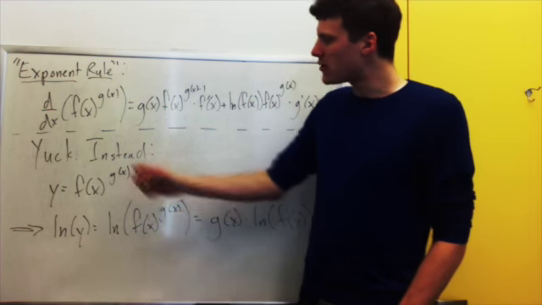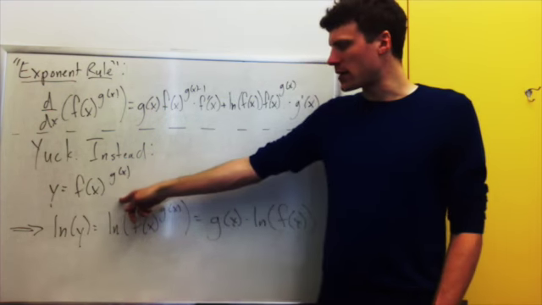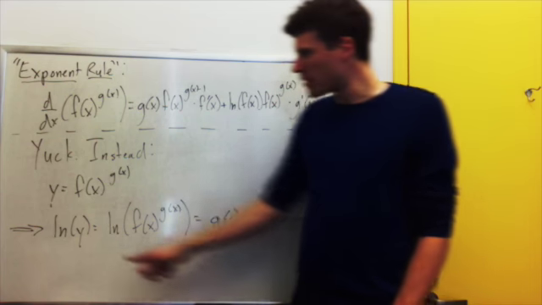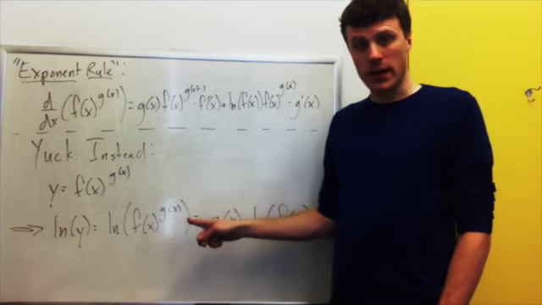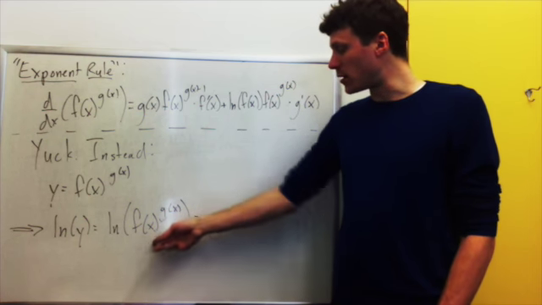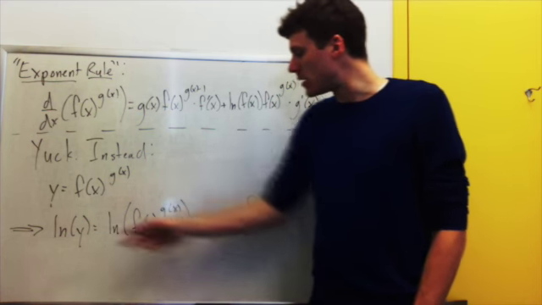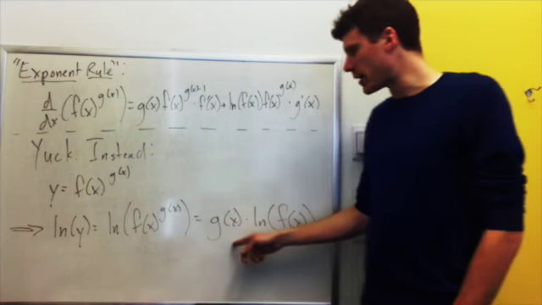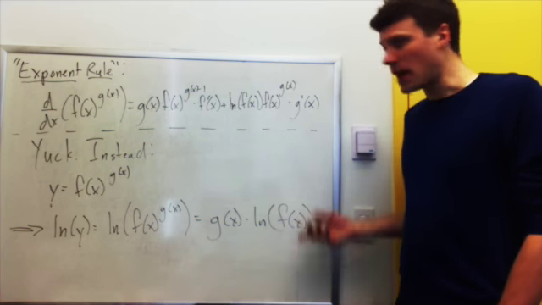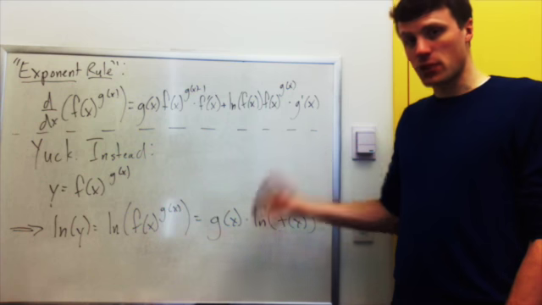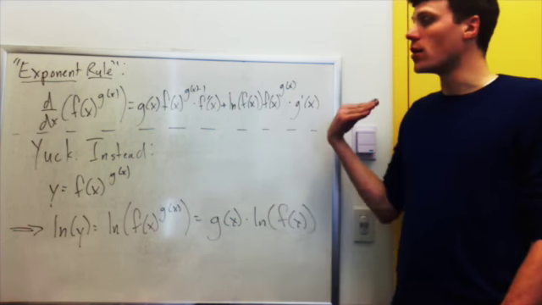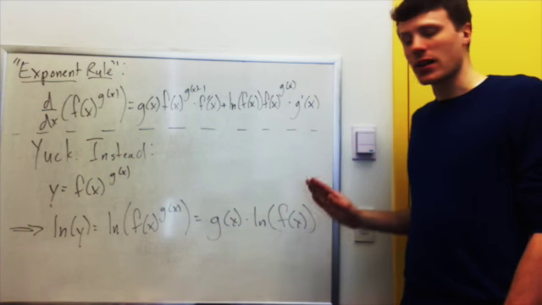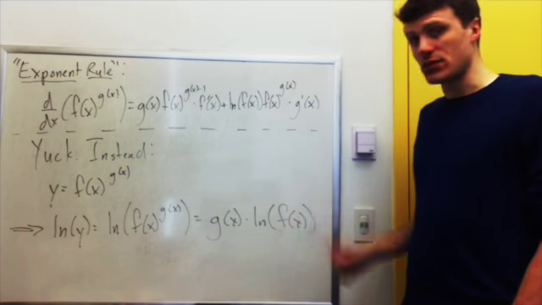Instead, if I write y is equal to f of x to the g of x, and I take the natural log, I get log of y is log of f to the g, and then the fact that logarithms play nice with exponentiation means that I could bring the g outside, and I get log of y is g times log of f. Then I can take the derivative and use logarithmic differentiation to figure out what y prime is. This, I swear, is a lot easier.